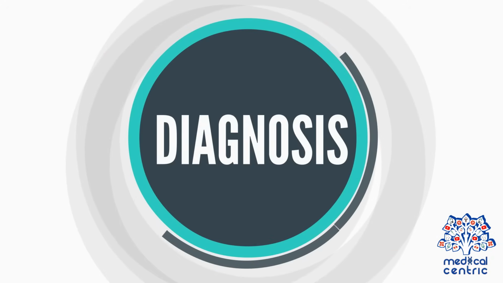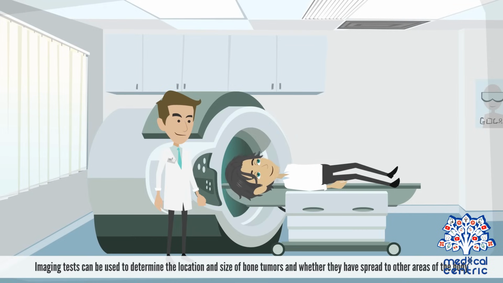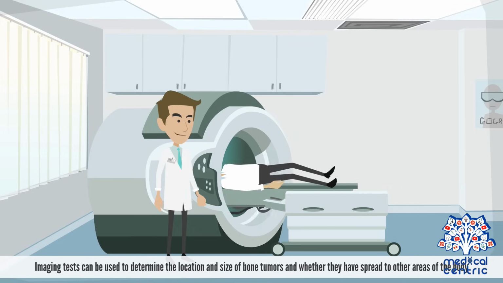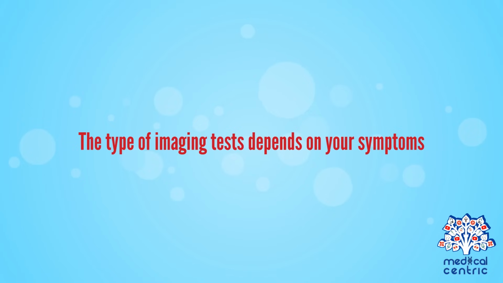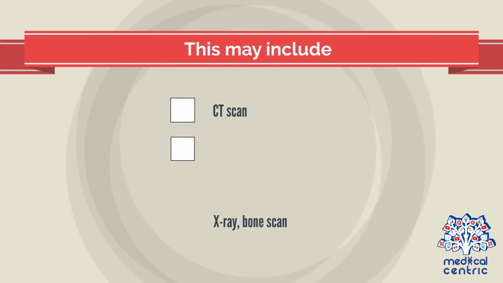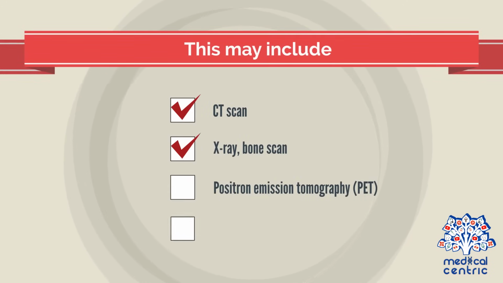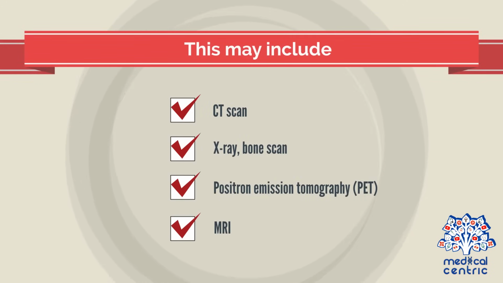Diagnosis and treatment. Imaging tests can be used to determine the location and size of bone tumors and whether they have spread to other areas of the body. The type of imaging tests depends on your symptoms. This may include CT scan, X-ray, bone scan, positron emission tomography or PET, MRI.